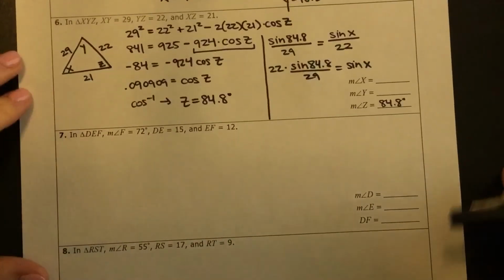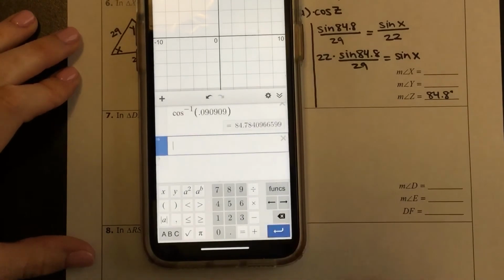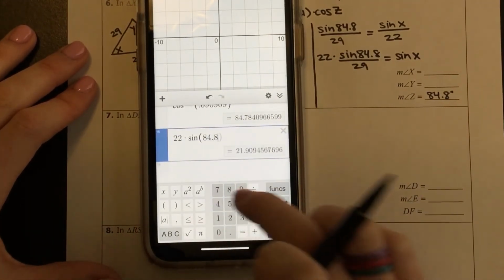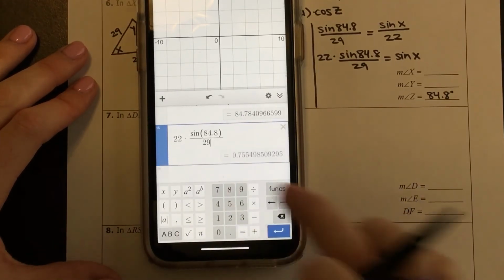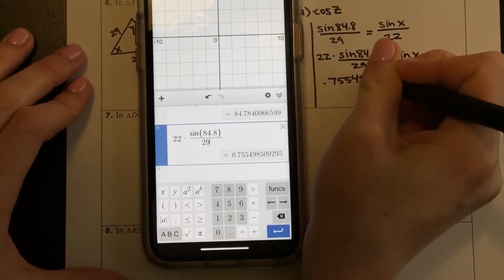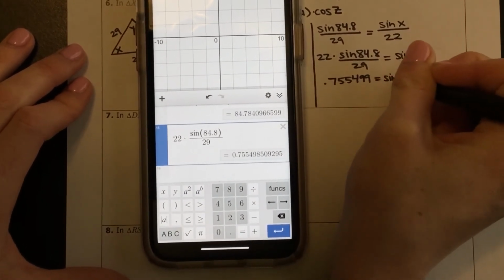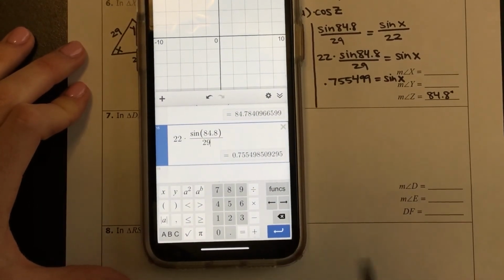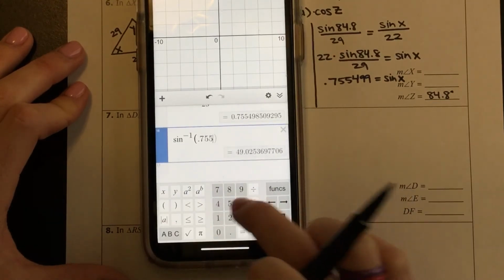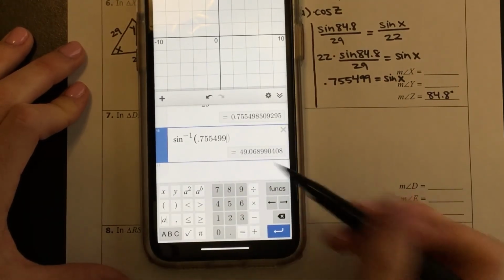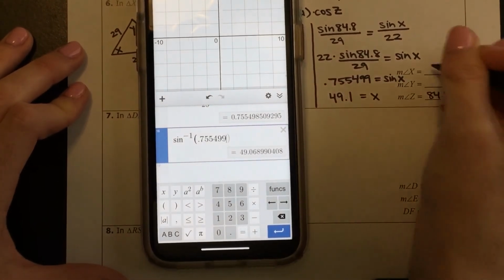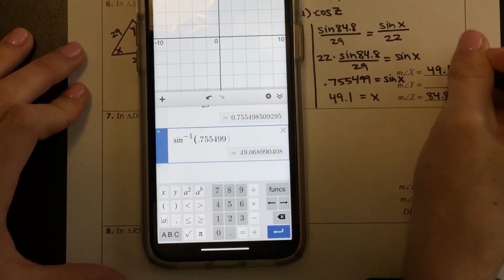Okay, so let's plug this whole left-hand side into the calculator. Okay, so 0.75549 is equal to the sine of x. And so I know I have to do sine inverse in order to figure out what that actual value is for my angle. Okay, so 49.1 if I round to the nearest tenth. So that is angle x.